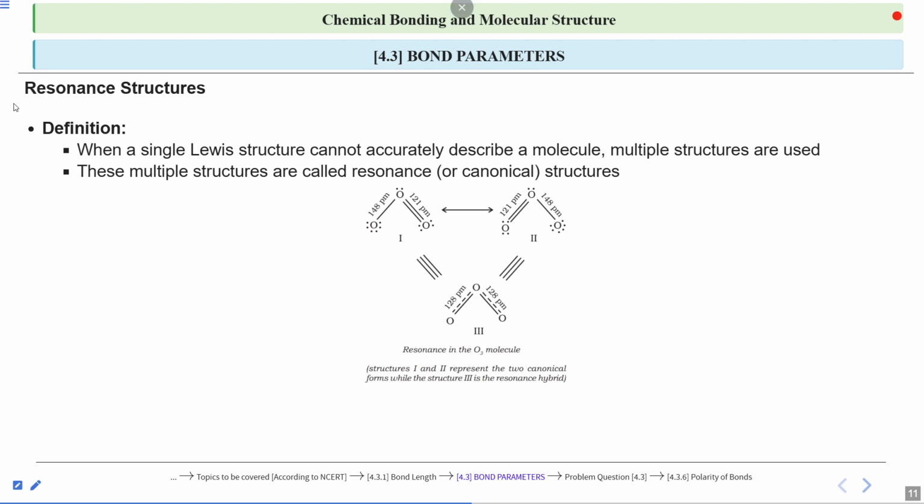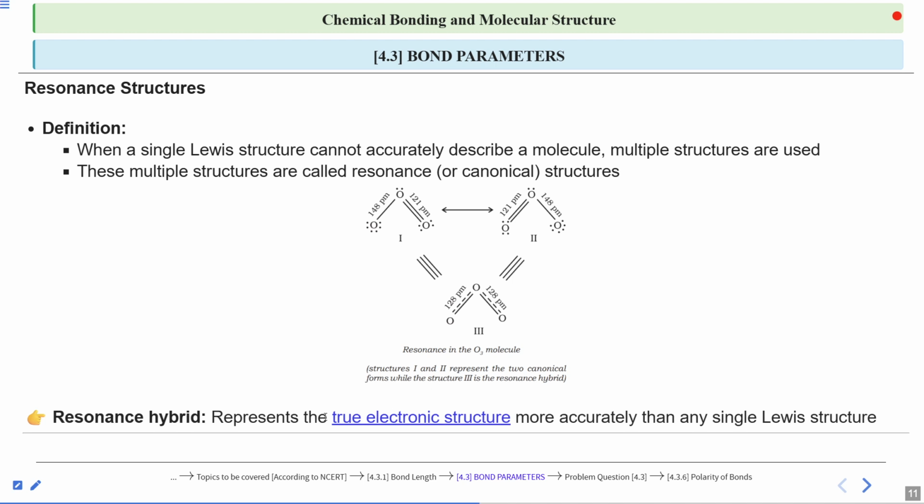In this case, if you will see, then three structures are possible. Two are the canonical structures, which are represented as 1 and 2. And the third one, which is the most important one, is called the resonance hybrid. Now, what is the meaning of this resonance hybrid? It is simply signifying that you are blending these two canonical structures and giving a third structure. So you can think of this third structure as the blend of structure 1 and 2.